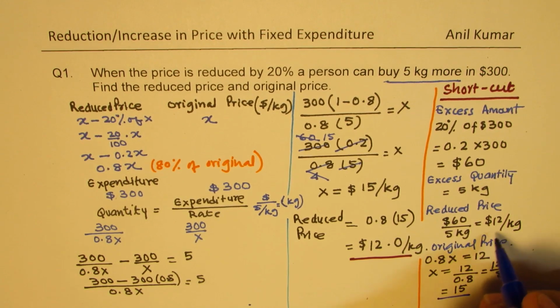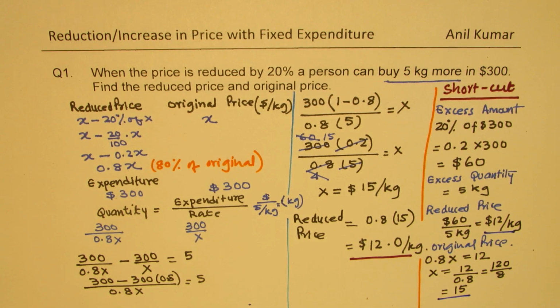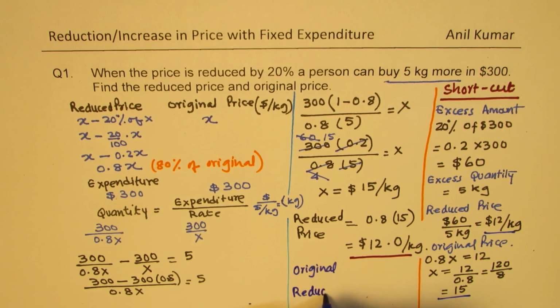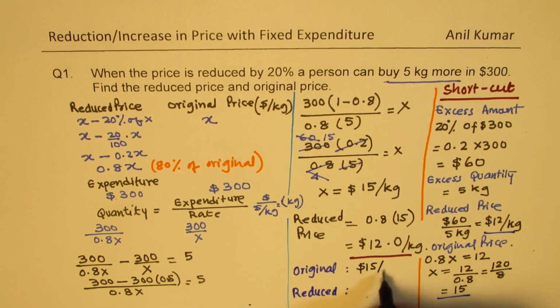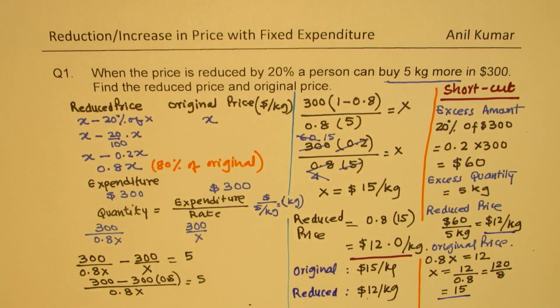So we get the same answer. So now, do you like this method? This is a straightforward method. We are going to apply this method in questions 2 and 3 to follow. Do you see that? So what we have got here is original and reduced rates. Original was $15 per kg and reduced was $12 per kg. That becomes our answer, right?